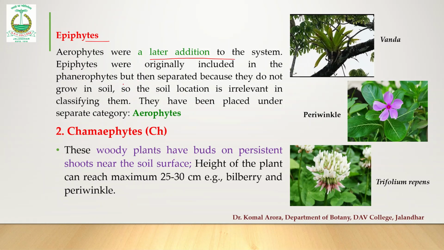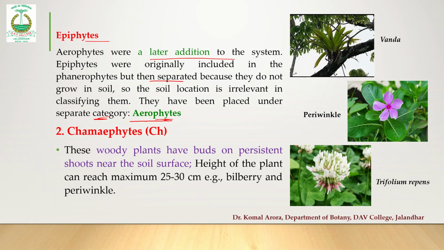But later on they were separated and they have been kept under aerophytes. Why? Because for phanerophytes, we are giving the reference of height of the buds, 30 centimeters from the soil, 10 centimeters from the soil. Now these are the plants which are present in air, right? We cannot correlate them on that criteria as phanerophytes have been defined. So that's why they have been separated from phanerophytes and they have been kept under a separate category which is called aerophytes.